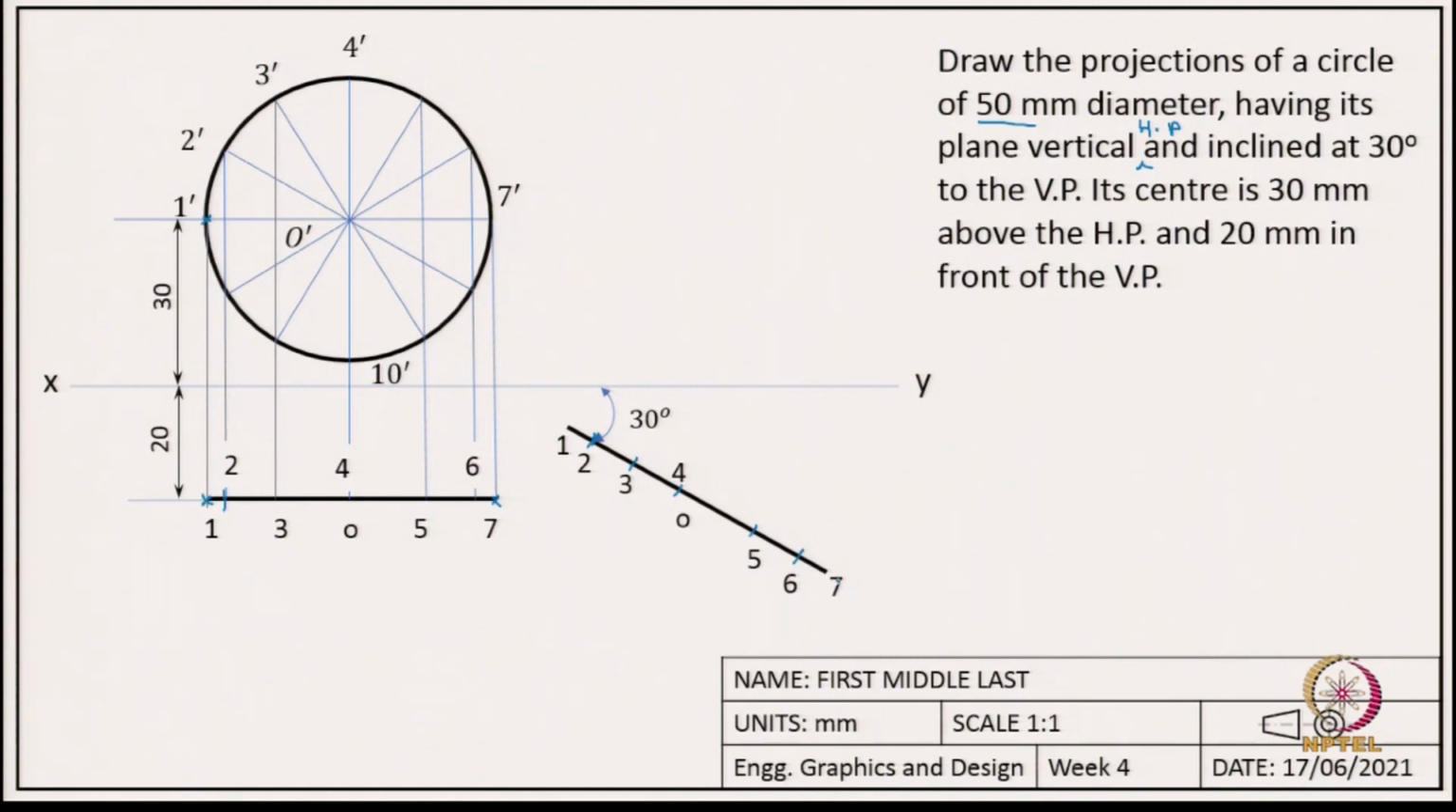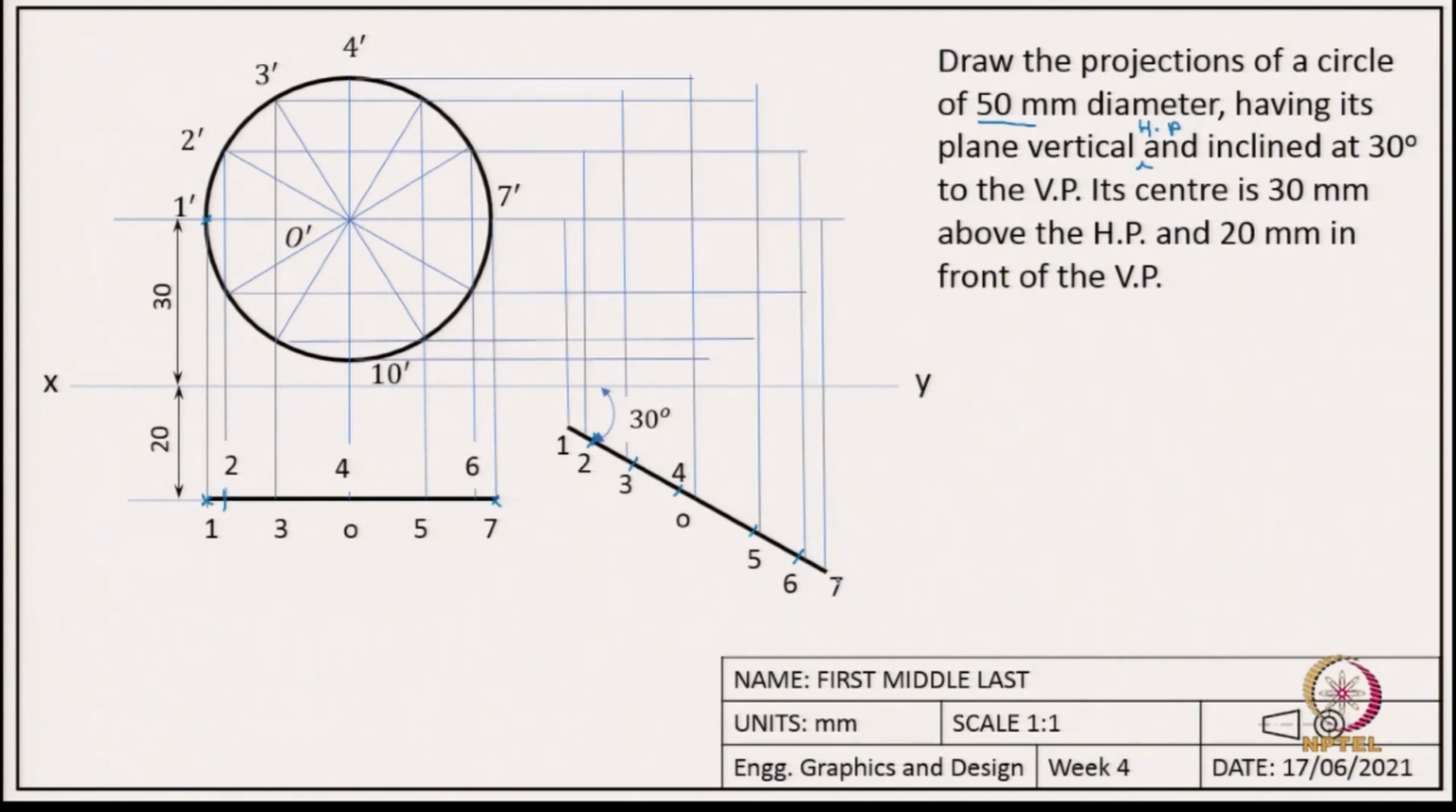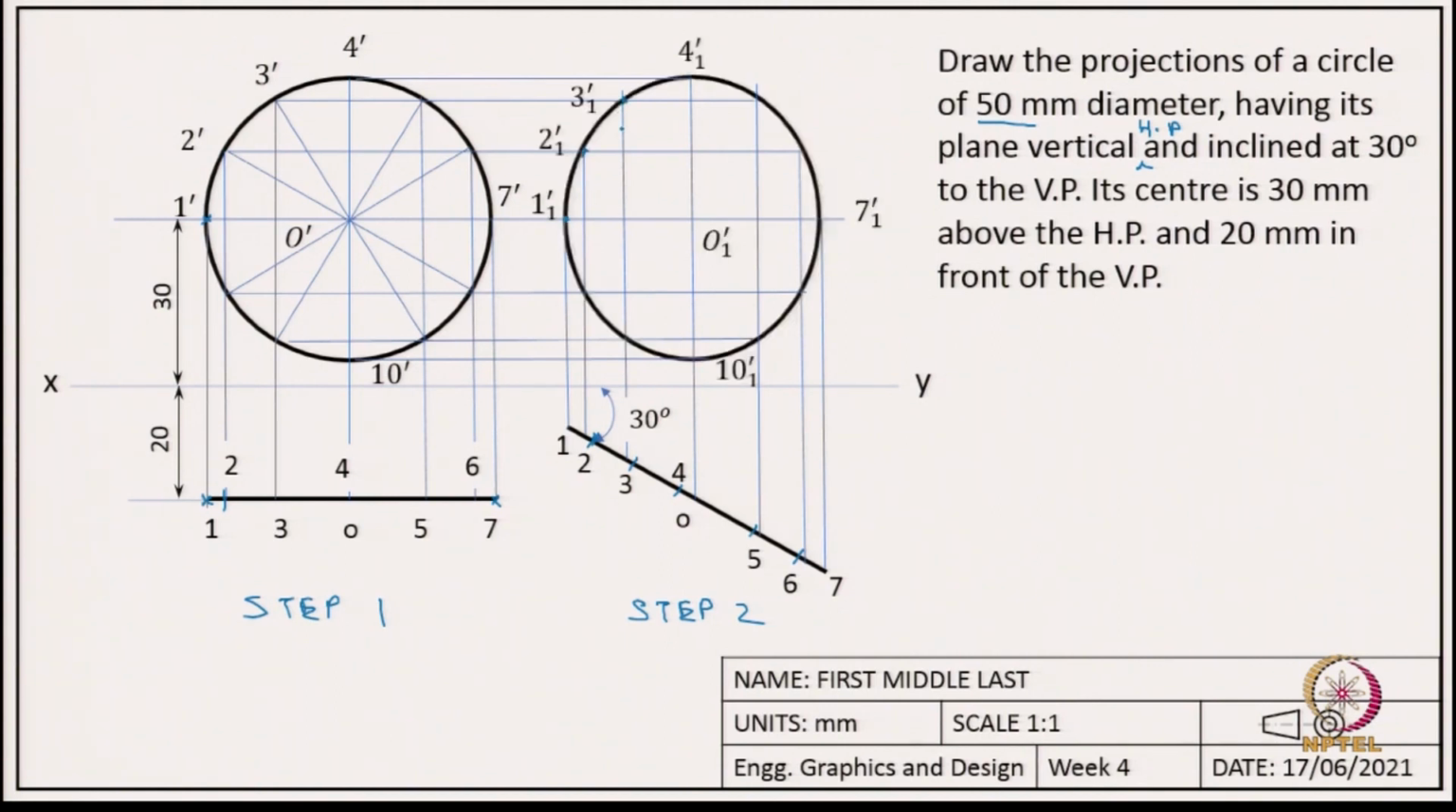Then I just need to draw the projectors. So, I will draw the projectors from top view of step 2. So, let us say this is step 2 and this is step 1. The intersection of these projectors from both the front view of step 1 and top view of step 2 will give us the 12 points. So, let us say these are those 12 points. Finally, we just need to connect those points with the help of freehand to get this ellipse.